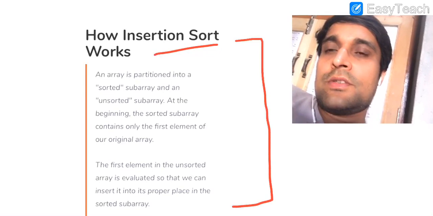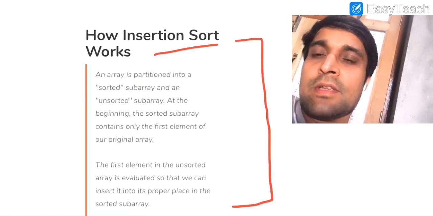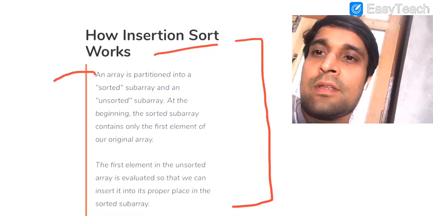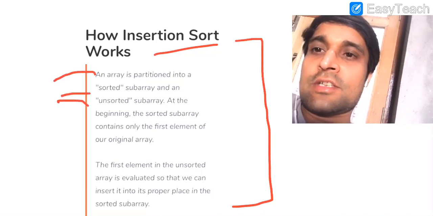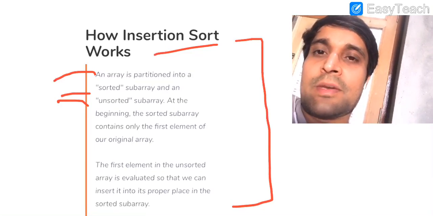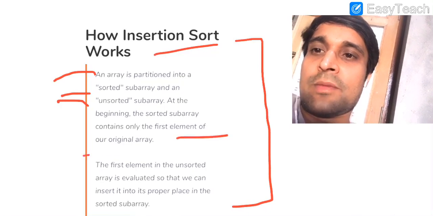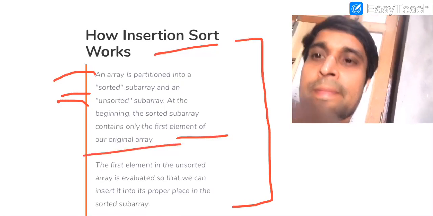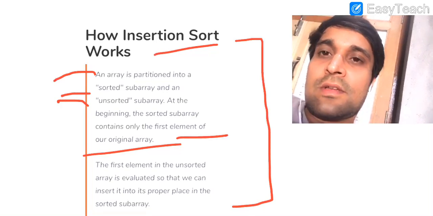Now about insertion sort. Insertion sort basically considers an array that is partitioned into two parts. One is a sorted and one is an unsorted subarray, and in this the very first element is actually sorted. When we start our processing, our sorted array will just contain the first element of the original array, and then we will start our processing from the second element to the last element.